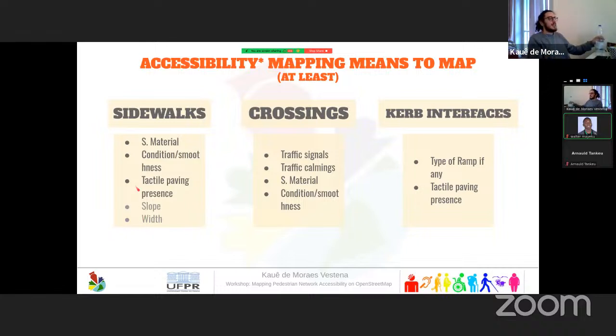For the crossings, the presence of traffic signals, the presence of traffic calmings, the surface material, and obviously the condition or smoothness. And for the curb interfaces, the access points, the type of ramp, if any, and the presence of tactile paving.